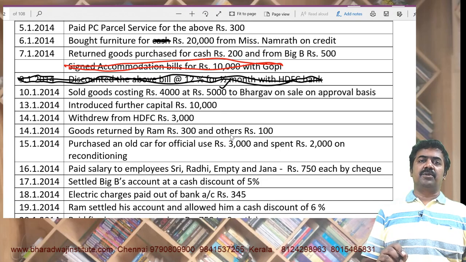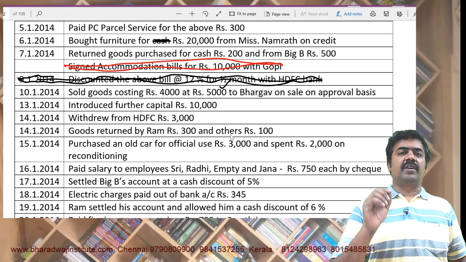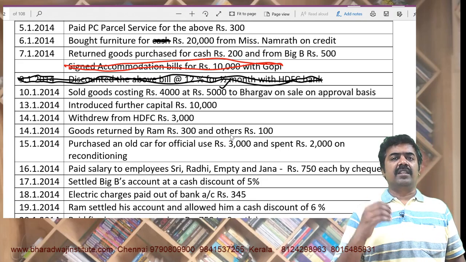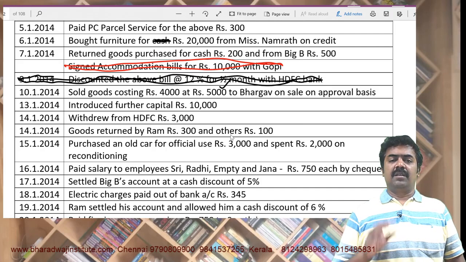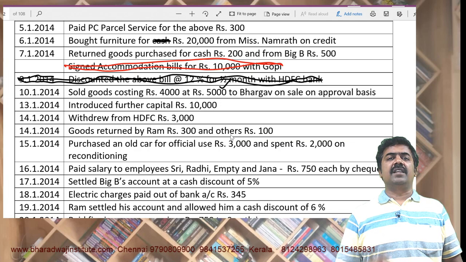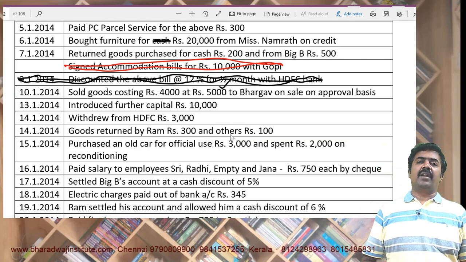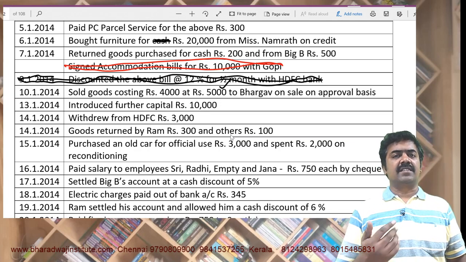I will give the goods to you and give you time for approval. Within the time, you can either approve it or reject it. However, when the goods are given to the customer, we will take it as a normal sale and record it. On a subsequent date, when he returns it, we will take it like a sales return.